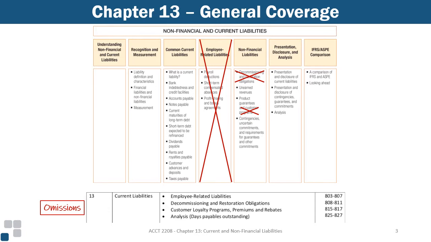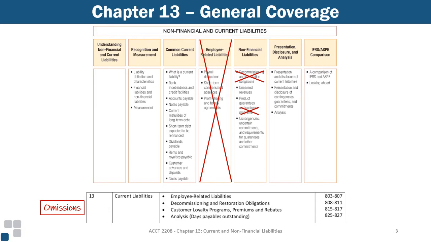This is a snapshot here of the coverage in the textbook on non-financial and current liabilities. And you'll see basically we cover most everything here. We look at recognition and measurement of liabilities, and common current liabilities that include bank indebtedness, accounts payable, short-term debt, dividends payable, etc. Now, even though we focus only on notes payable and warranties in the video, all of these other items are fair game and testable and are included in selected problems.